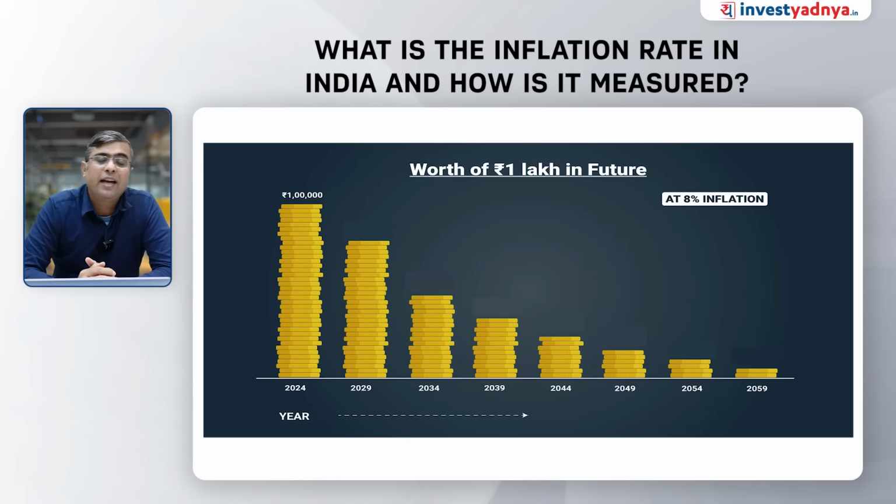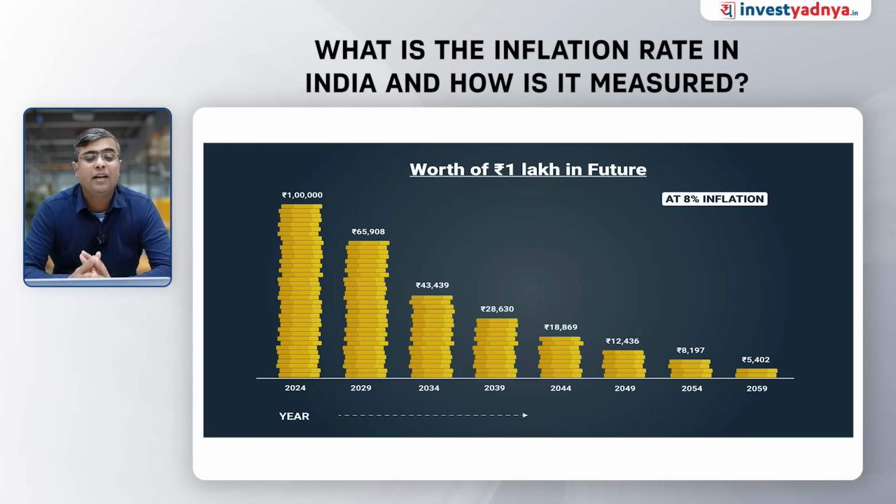In 5 years, if the rate of inflation is 8%, then 1 lakh rupees will be worth 65,908 rupees. In 2034, the value of 1 lakh will be around 43,439 rupees. In 2039, the value would be around 28,630, which means after 15 years. And after 20 years, the value of 1 lakh rupees will be 18,869 rupees if there is an 8% inflation. So overall, your 1 lakh rupees today will be worth only 18,869 after 20 years if inflation is 8% per annum.